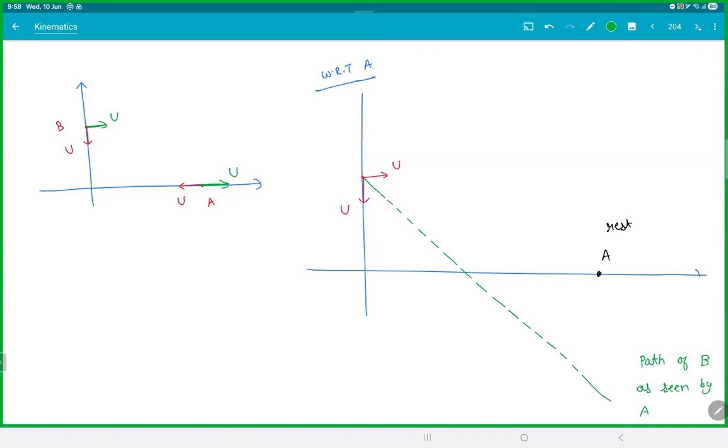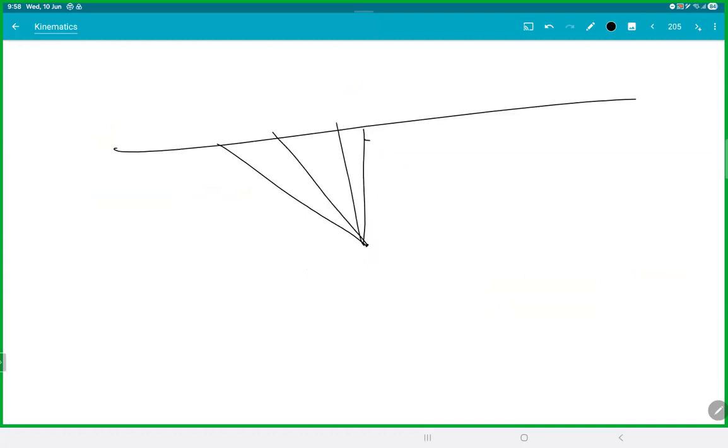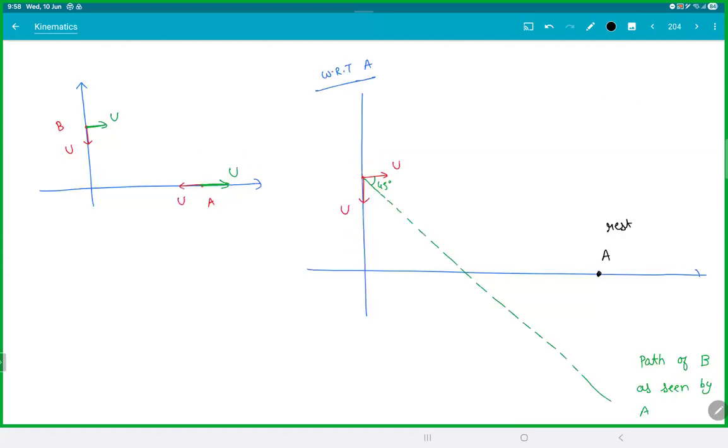And this angle is 45 degrees because both are U and U. Now you tell me, what is the shortest distance between a straight line and a point? If you have a point and a straight line, what is the shortest distance between them? The perpendicular distance, isn't it? The shortest distance between a line and a point is a perpendicular distance.